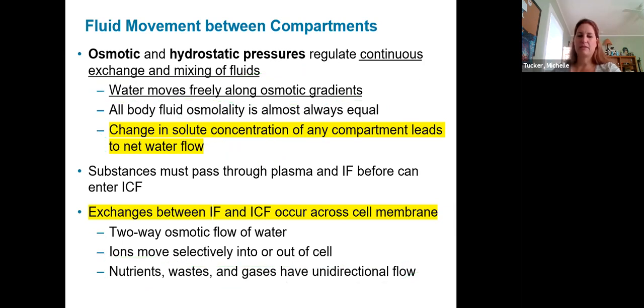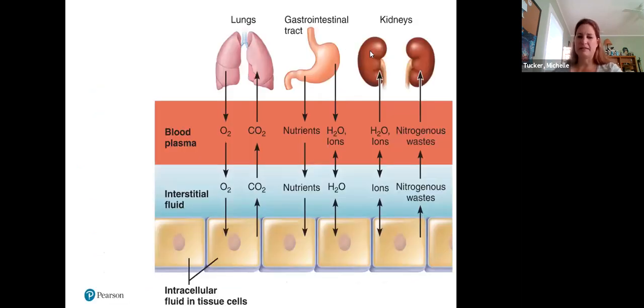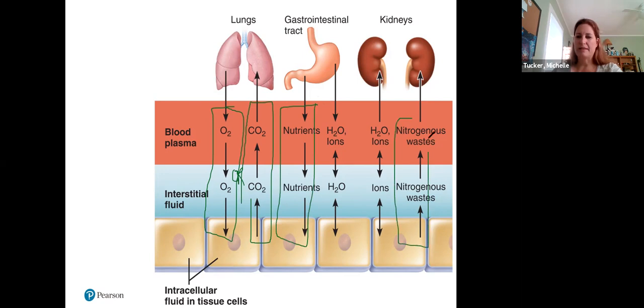And the next graphic is really nice to display this. We have gases that are unidirectional, meaning that they flow from the extracellular fluid to the intracellular fluid, or they can flow from the intracellular compartment to the extracellular. So it's an either or. They're flowing in, they're flowing out. And the same occurs with nutrients and waste. So these four are unidirectional.